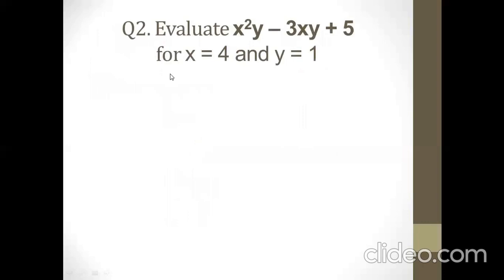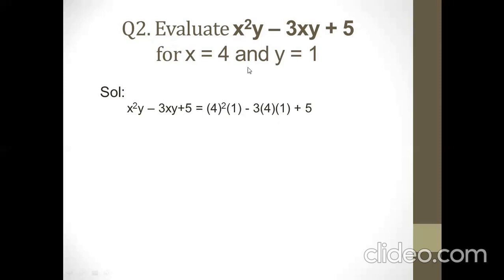Now, question number 2, we have x² - 3xy + 5 for x equals 4 and y equals 1. Let's start the solution. This whole expression will be equal to, instead of x², we will use a round bracket, substitute the value of x, which is 4, then square.